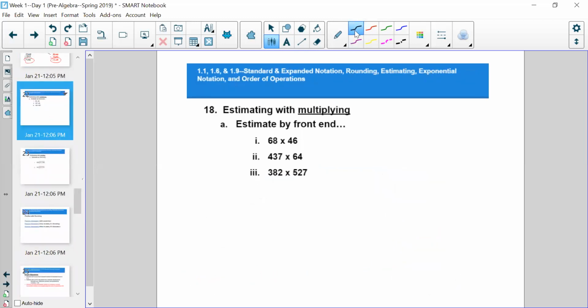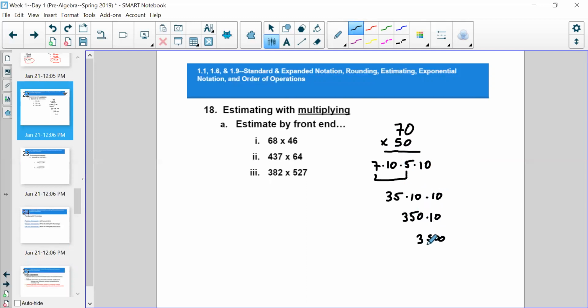Same with multiplication, 68 times 46. I want to round 68 to 70. 46 will round up to 50, and so I want you to think of this as 7 times 10 times 5 times 10. 7 times 10 is 70, 5 times 10 is 50. What's 7 times 5? That's 35 times 10 times 10. So 35 times 10 is 350. 350 times 10 is 3,500. There's your estimate of 68 times 46.